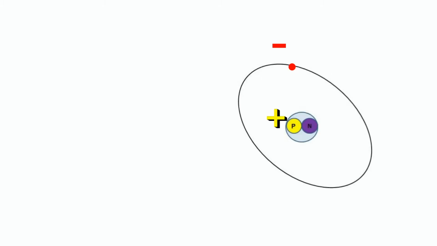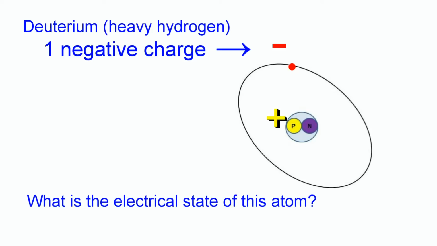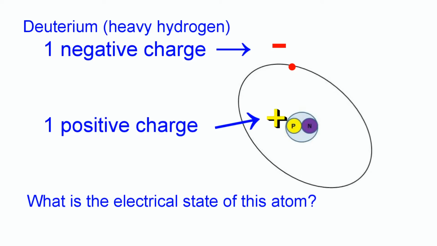The atom you see on the screen is a rare form of the element hydrogen. It is called deuterium, or heavy hydrogen. Its nucleus contains one proton and one neutron. The atom also has one electron orbiting in the first energy level. Now let's evaluate the electrical state of this atom. It has one negative charge generated by the electron and one positive charge generated by the proton. We can ignore the neutron because it is neutral. It has no electric charge.